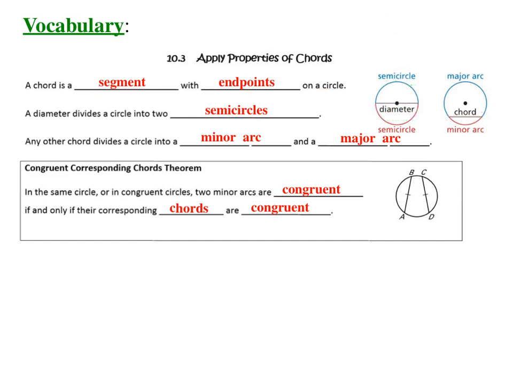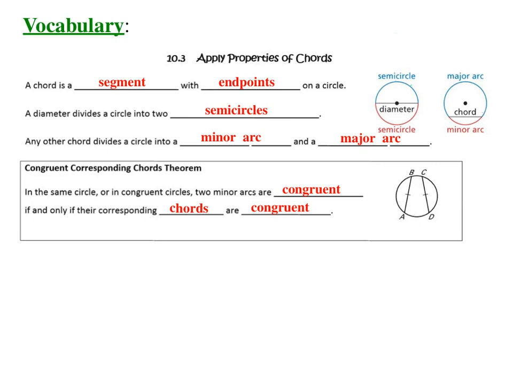Now, any other chord I'm drawing that's not a diameter, like the picture on the right over here, what's going to happen is I'm just going to split my circle into two arcs, one of them obviously being a major arc, more than a semicircle, and one being a minor arc, anything less than a semicircle.